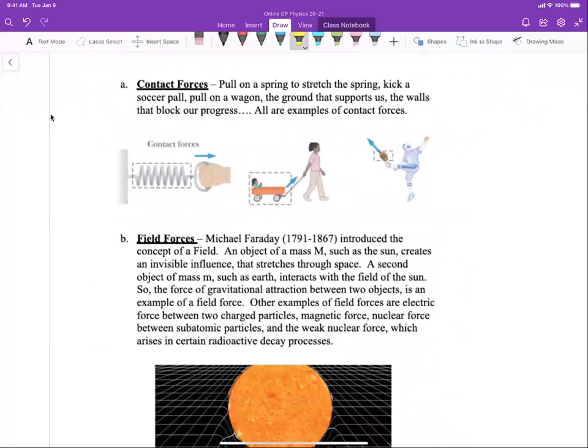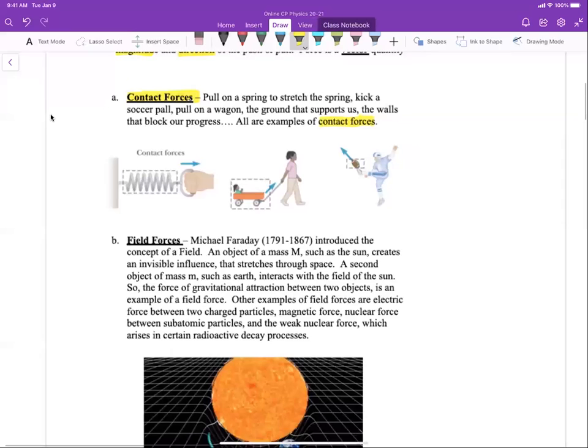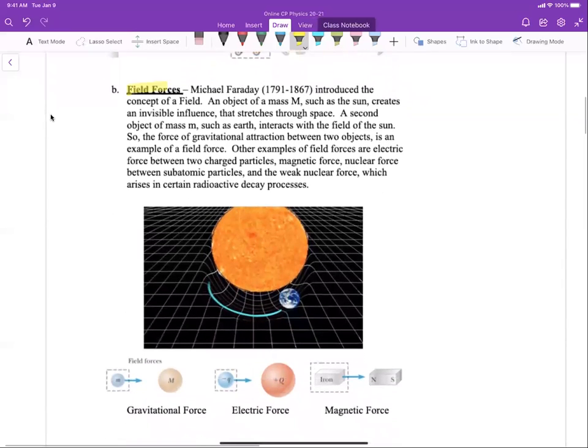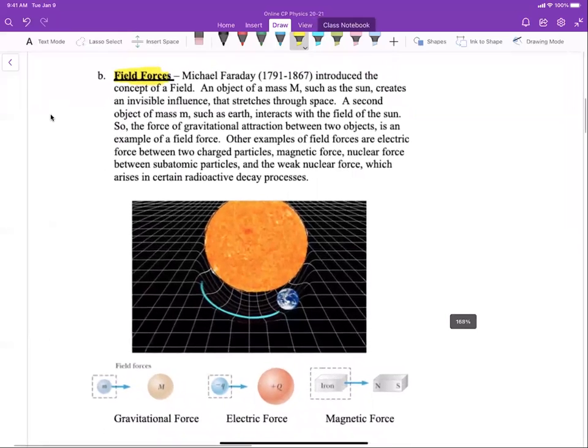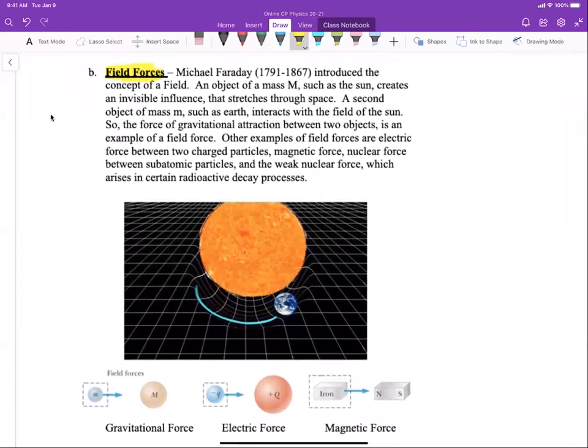So the first one I want to talk about is a contact force. So when we pull, for example, on a spring or pull a wagon or kick a ball, those are all examples of a contact force, okay? So for example, a book sits on a table. There's actually a force that the table puts upward on the book. It's in contact with it. But there's also a force of gravity that is pulling down on that book, and that would be considered a field force. Field forces do not have to touch the object, but they're in some sort of field. And the one that we'll talk about the most is the gravitational attraction between two objects. That's the force of gravity.